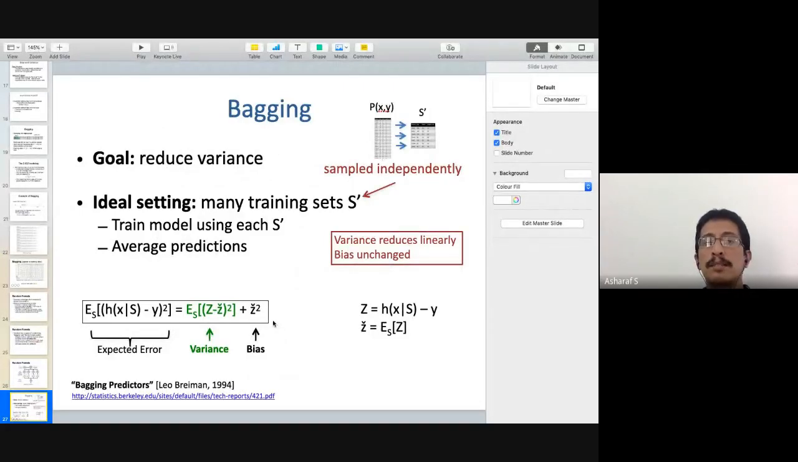So bagging is reducing variance, is what I told, right? The ideal setting is many training sets, training a model on each and averaging. So you have this kind of notion, right? If you look at it, you have the training data here, and you sample and create the S dash. You essentially create multiple samples which are specialists.